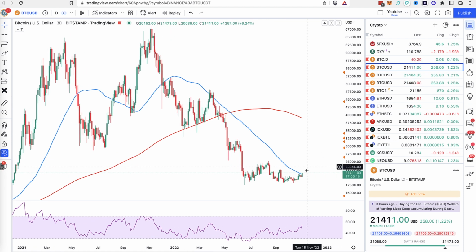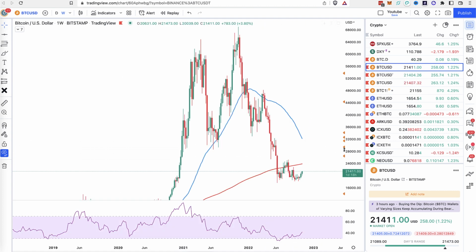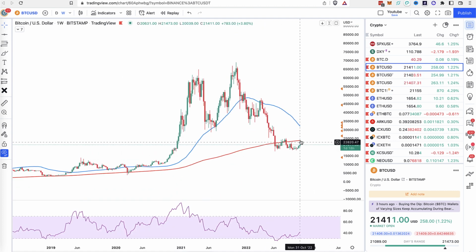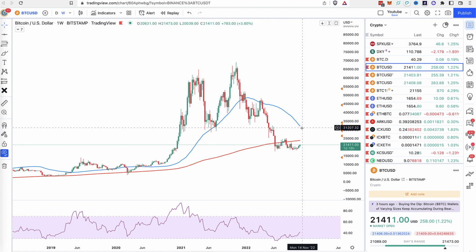And again, like I said, if we do reclaim this, next target is probably 24K. If we flip that, probably around 30,000. The reason why I'm saying that is simply on the weekly chart. We flip 24K here, which is the 200-week moving average. Next target is probably the 50-week moving average, which has confluence with the May 21 lows at around 30 to 31,000. But of course, again, step by step, level by level.